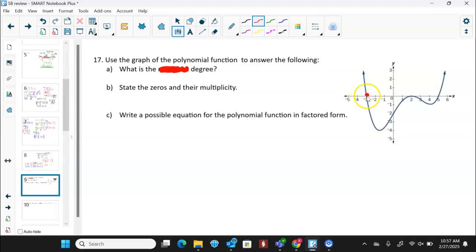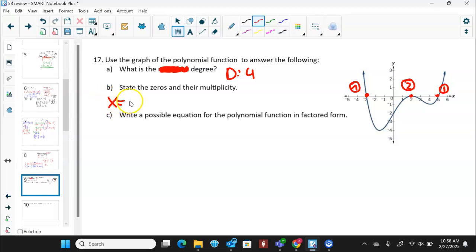Remember, we're going to count the x's. So we got an x here, we got an x here, we got an x here. We're going to count the multiplicities. This is a slice, so that's a 1. This is a bounce, so that's a 2. And this is a slice, so that's a 1. So I'm going to count the x's. So I got 1, 2, 3, 4. So the degree is 4. Okay? Now let's take the zeros.